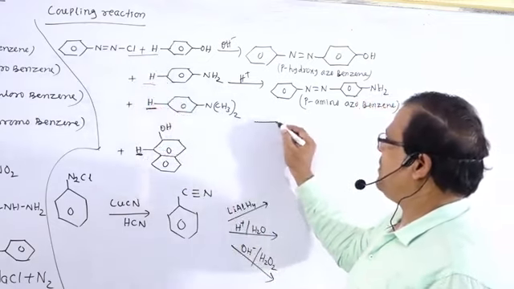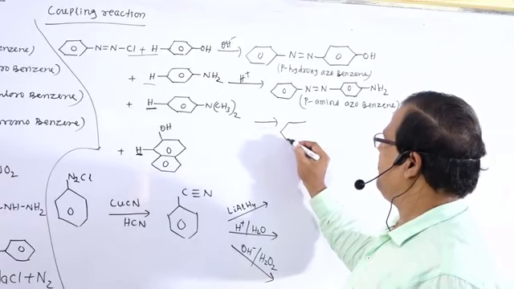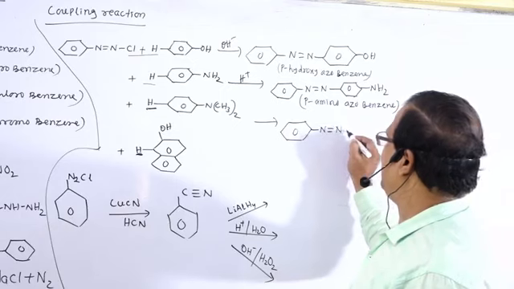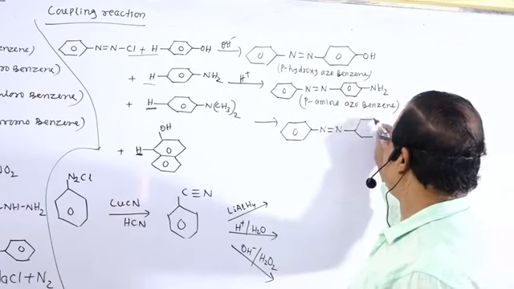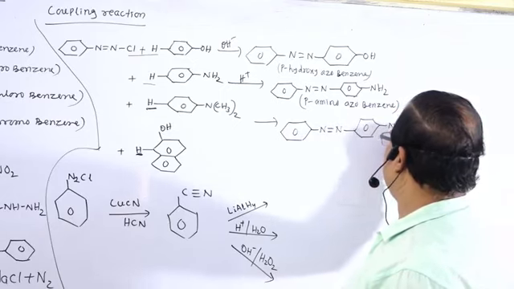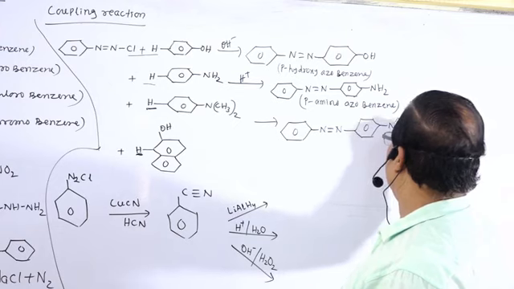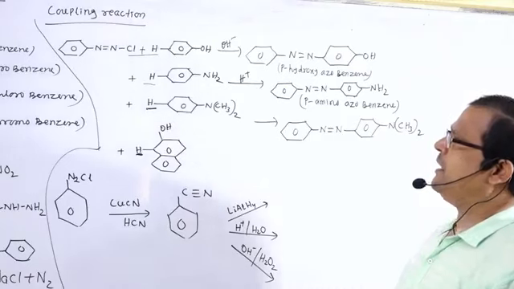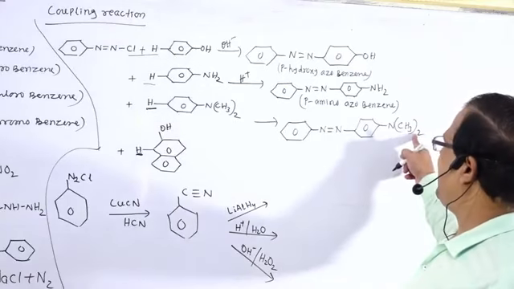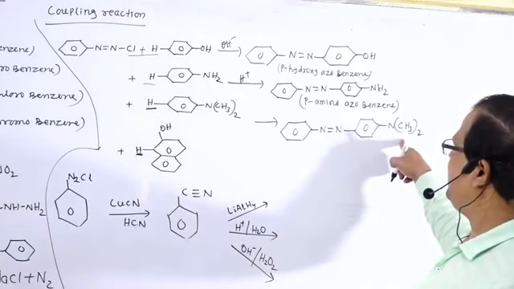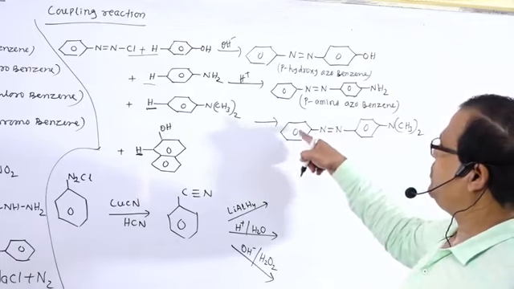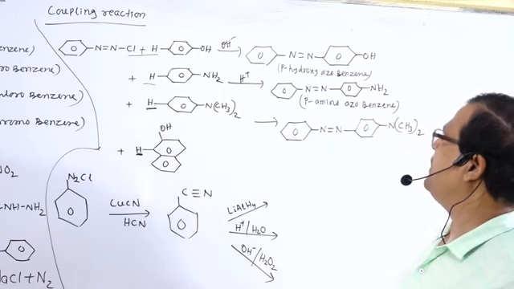So what are those products? Benzene ring, N double bond N, benzene ring, and N(CH3)2. That is N,N-dimethyl, p-amino azobenzene. That is also a colored material.